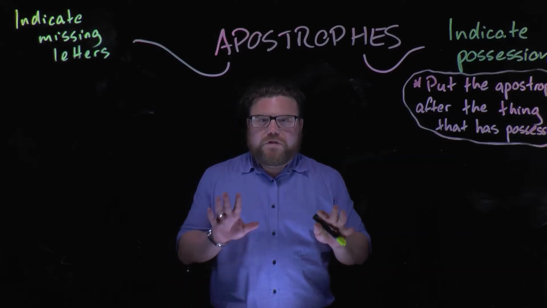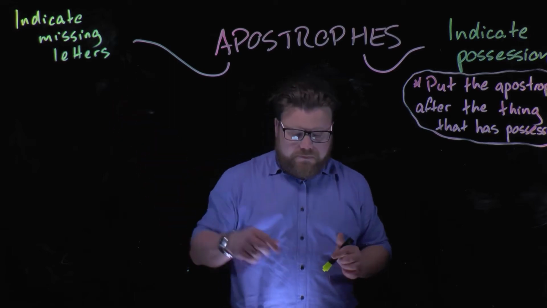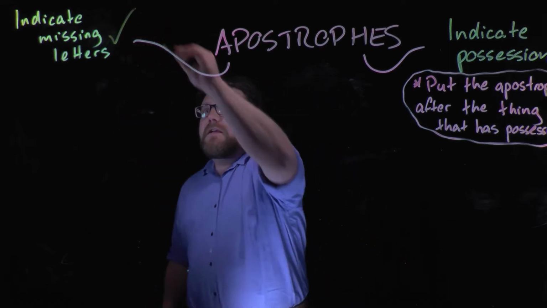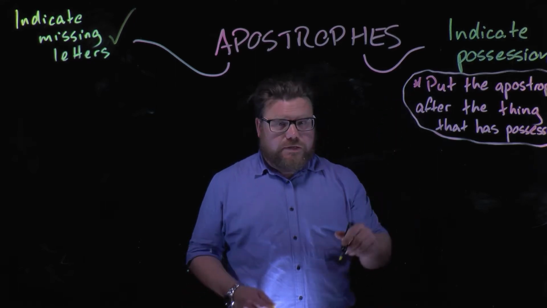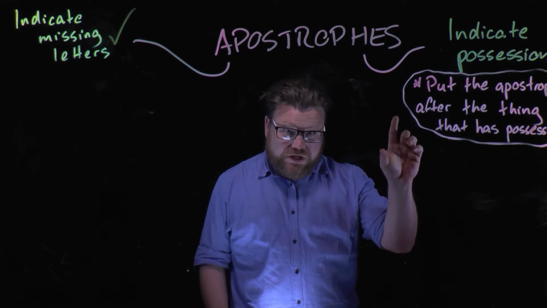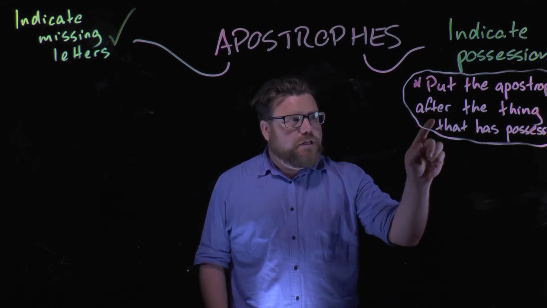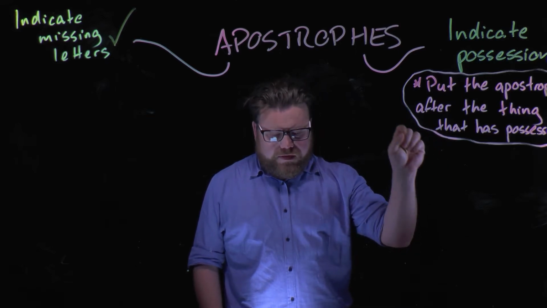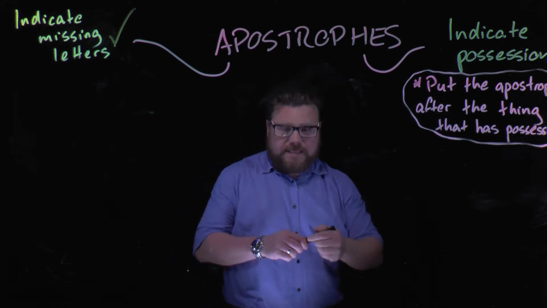Okay, so we've looked at two ways to use apostrophes. The first was to indicate missing letters, and we've covered that. The second way that apostrophes are used is to indicate possession. Now, the golden rule when you're using an apostrophe to indicate possession, that is to indicate ownership, is to always put the apostrophe after the thing that has possession. We'll come back to that as I show you some examples.